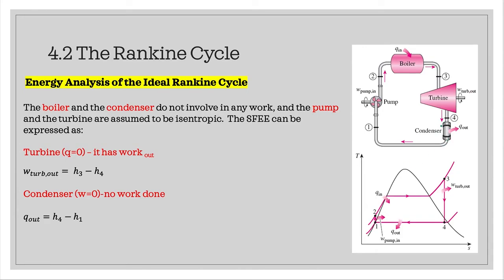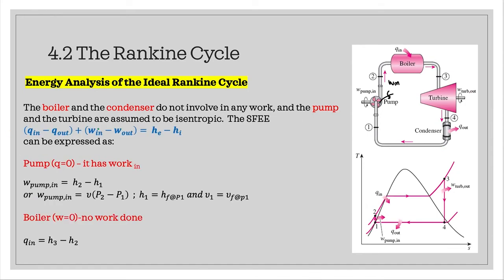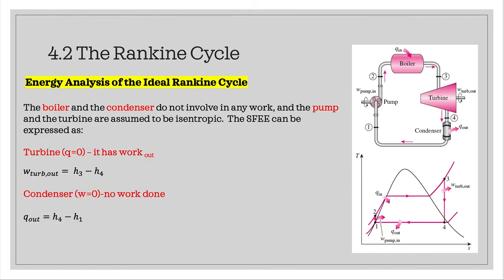Next we go to the condenser. The condenser has no work. From this equation, we can cancel out the W component and the Q in component, then we will get minus Q out is equal to H1 minus H4, then we will get Q out is equal to H4 minus H1. So all these equations you have to remember, based on the TS diagram and schematic diagram.